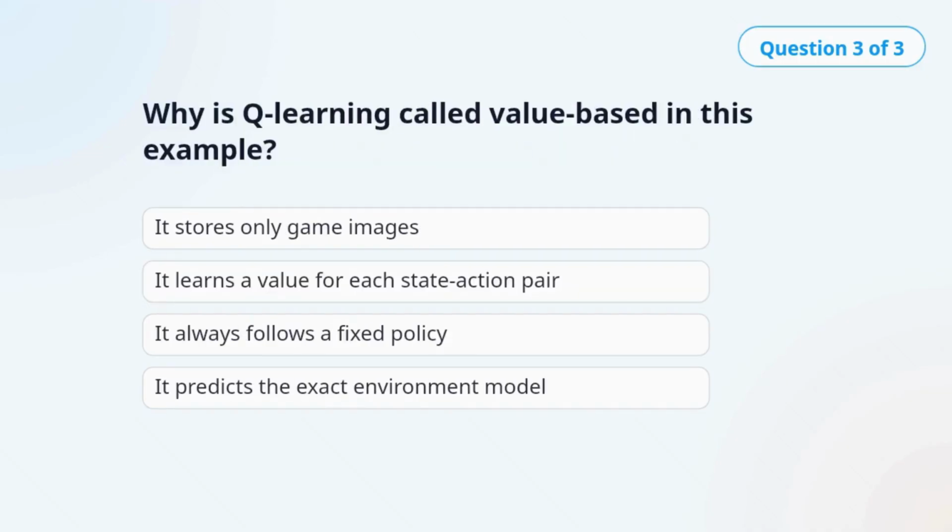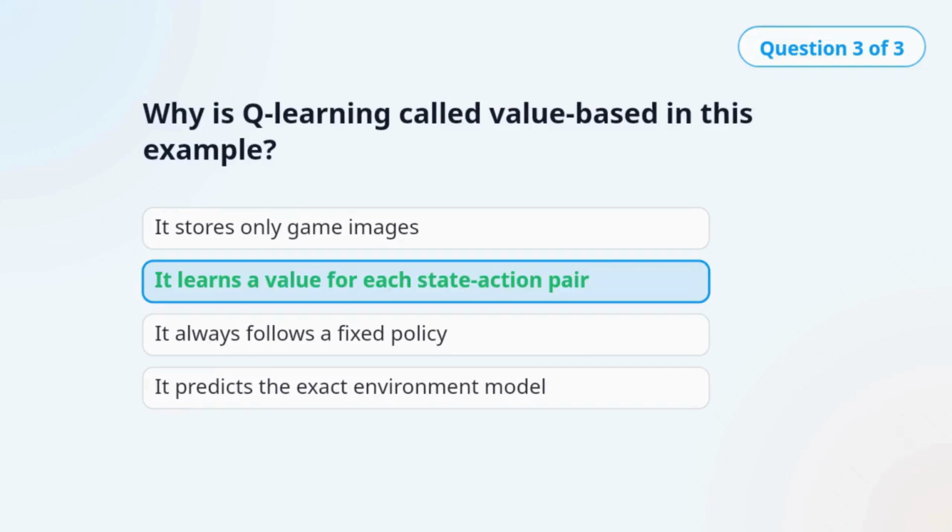Question 3. Why is Q-learning called value-based in this example? The correct answer is it learns a value for each state-action pair. Q-learning learns Q values, which estimate how useful each action is in each state.